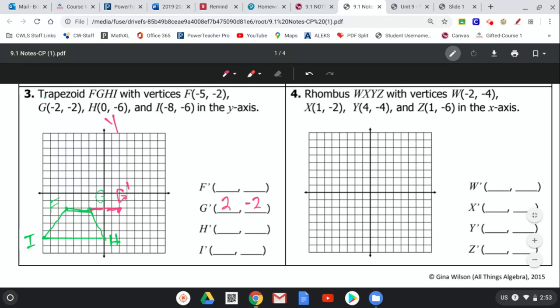If we look at F, I'm just going to count over 1, 2, 3, 4, 5. So we're going to go 5 past. So that is going to be F prime right there.